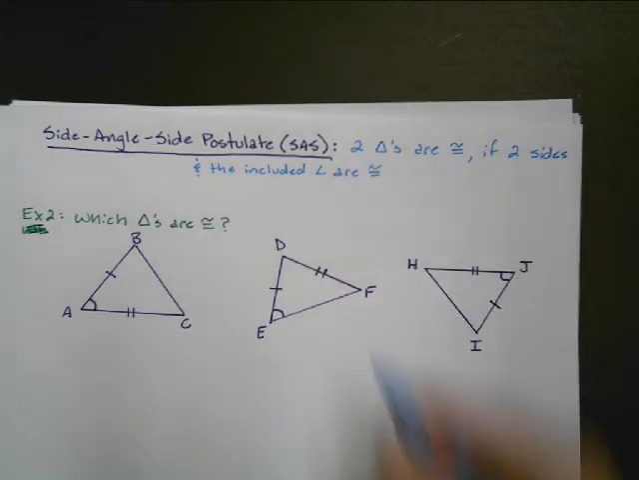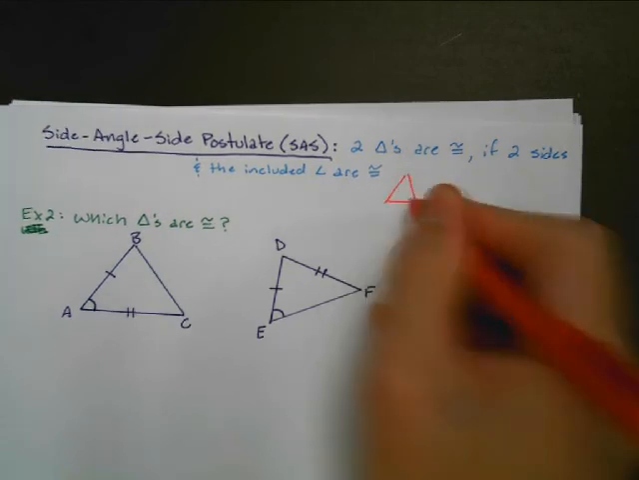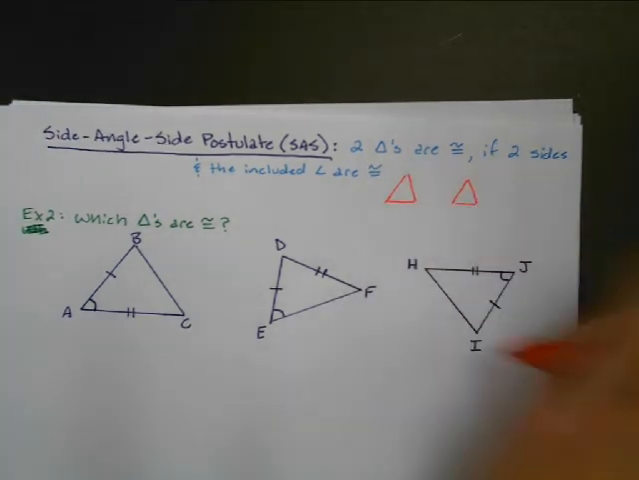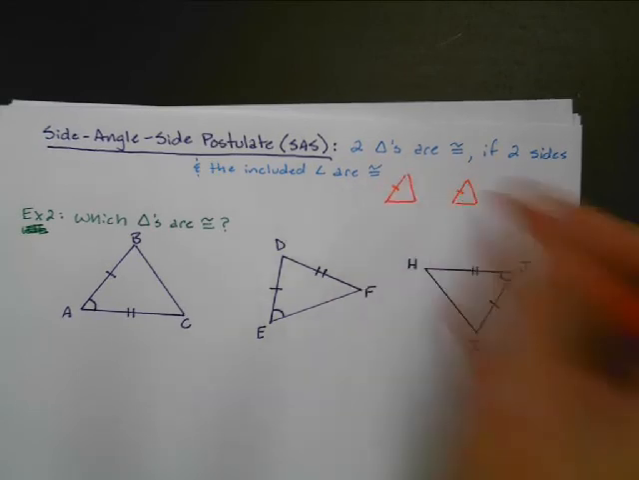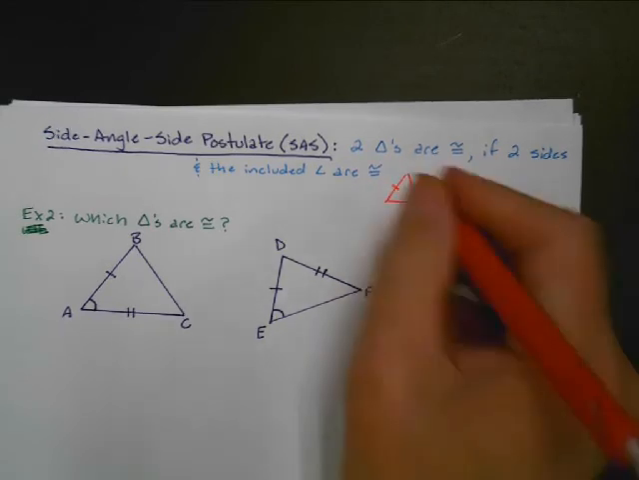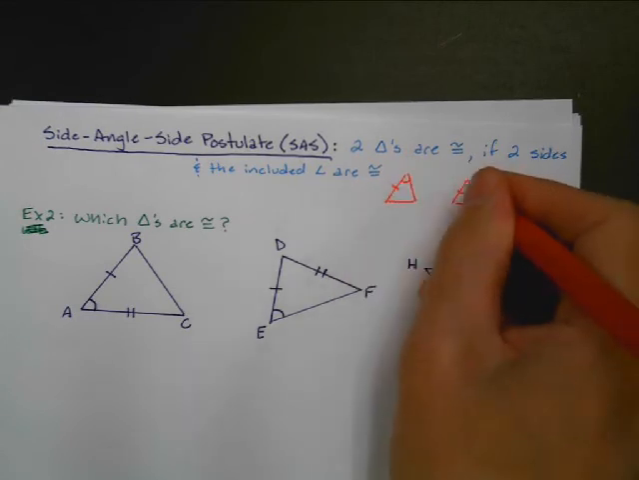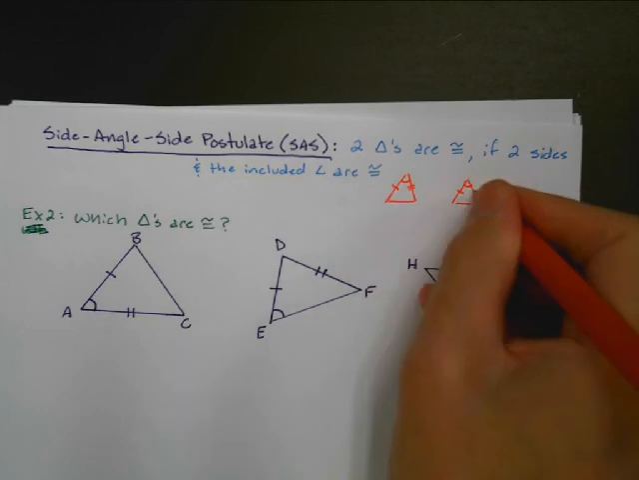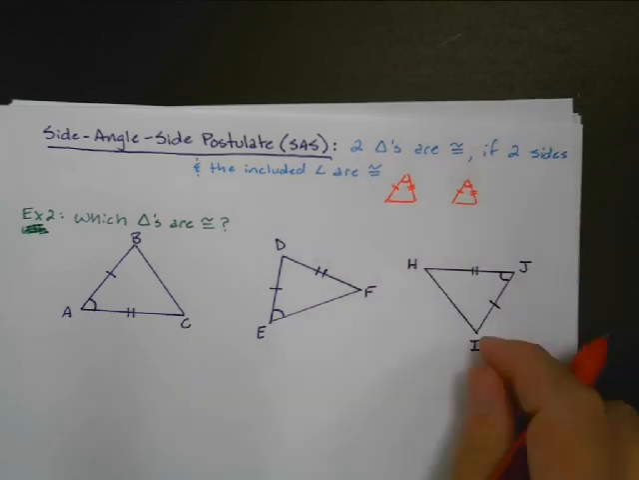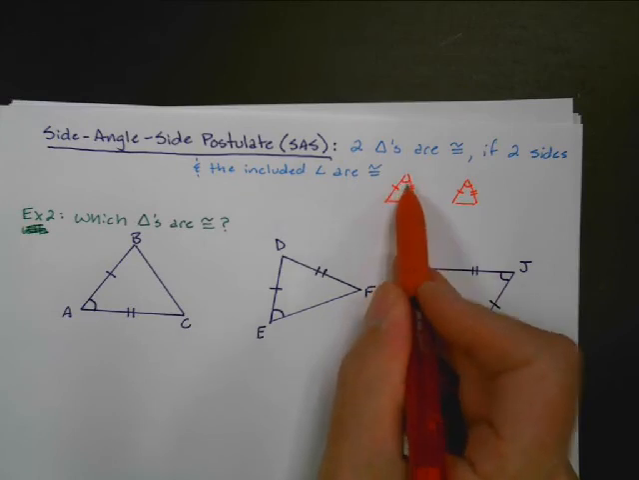All right, so what's that mean? Here, let me just draw two really quick triangles. Okay, I've got a triangle here, I've got a triangle here. So side angle side says, okay, this side and this side are congruent. This angle and this angle is congruent. And then this side and this side are congruent. That's side angle side. We've got a side and the included angle.